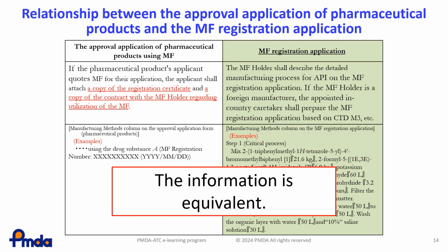This slide shows an example of how to fill out the manufacturing method column in the application for marketing approval for a pharmaceutical product. The right side shows the description in the manufacturing method column in the master file. The left side shows a case where the master file is cited and the master file registered number is included in the manufacturing method column instead of describing the manufacturing method.